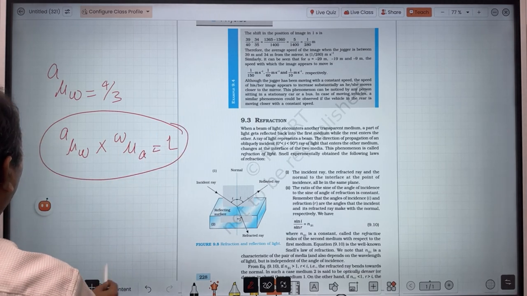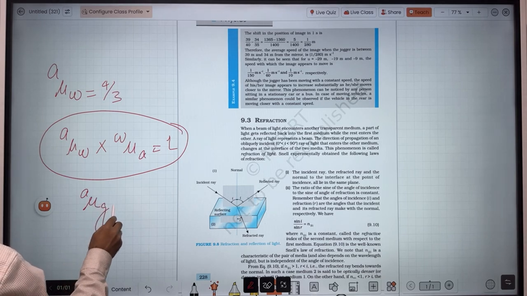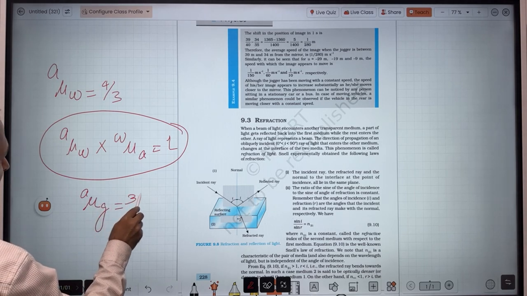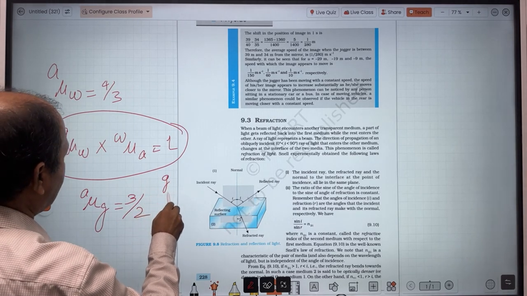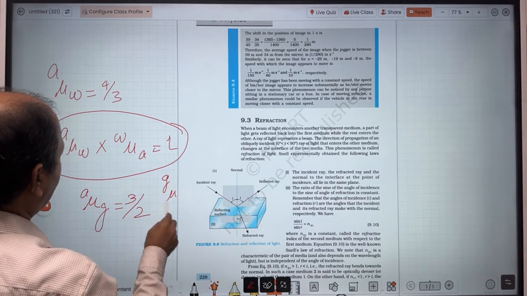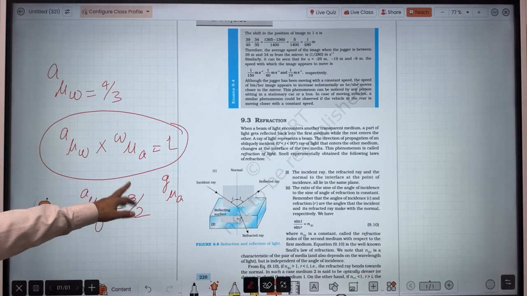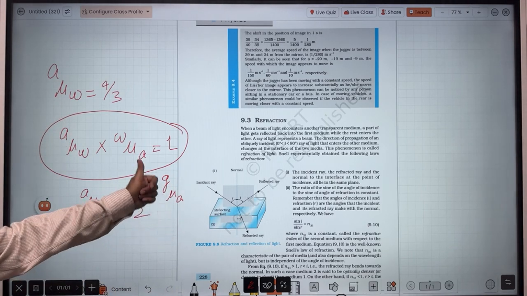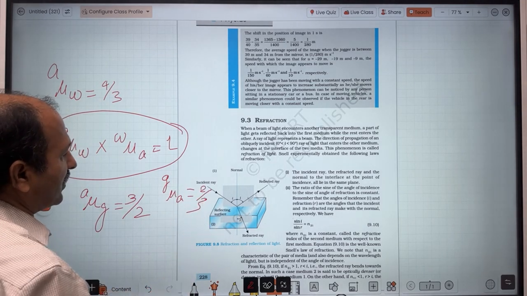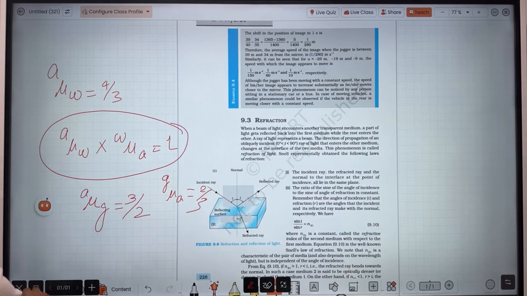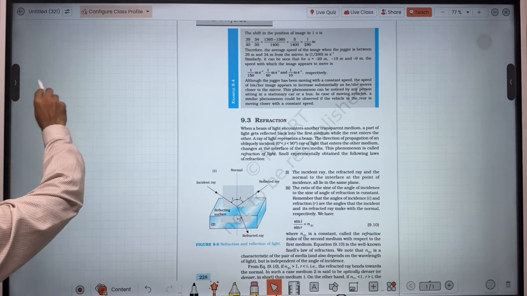This is true for any two media. Suppose the refractive index of glass with respect to air is 3 by 2, then the refractive index of air with respect to glass is just the reverse, which will be 2 by 3. So this can be found by using the principle of reversibility. Now suppose there are three media. So let's consider the case.